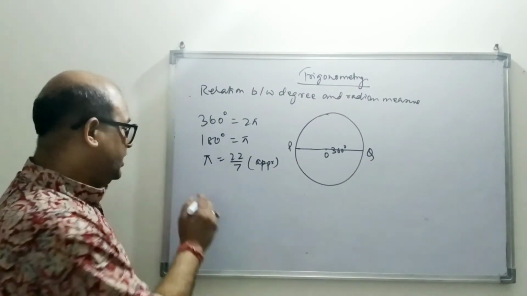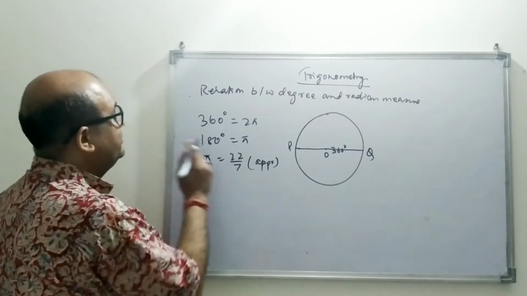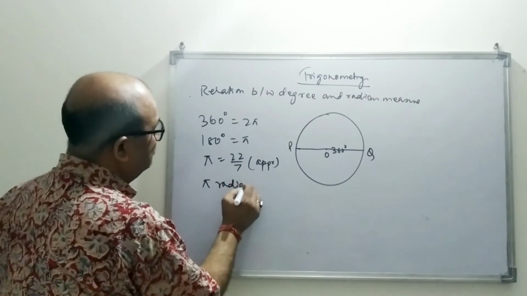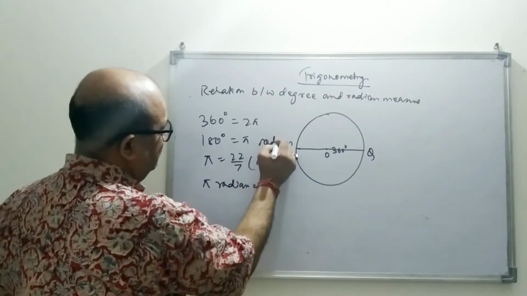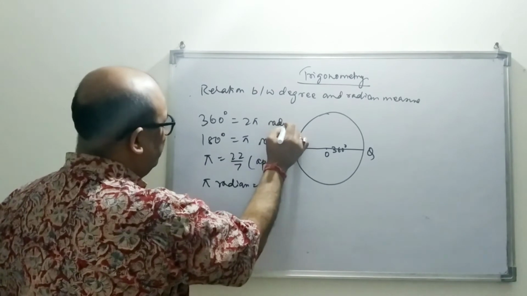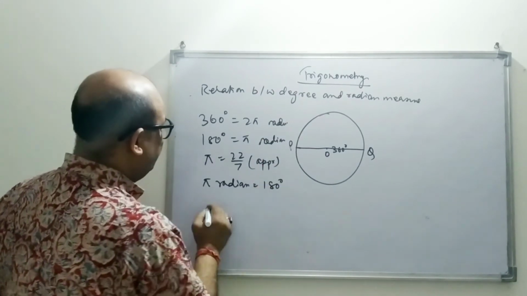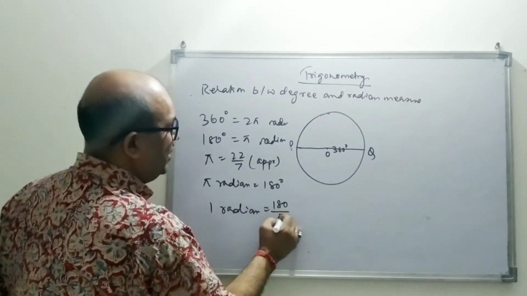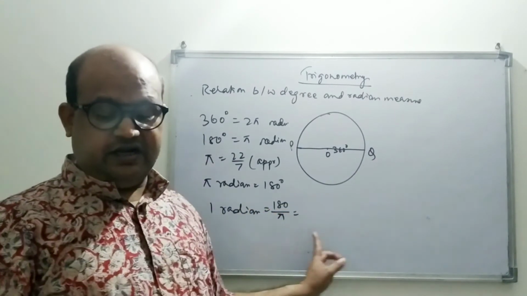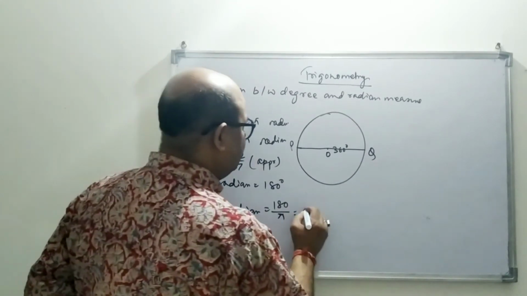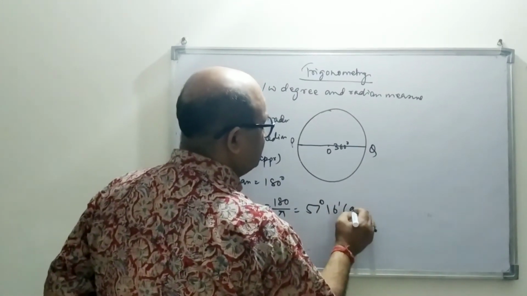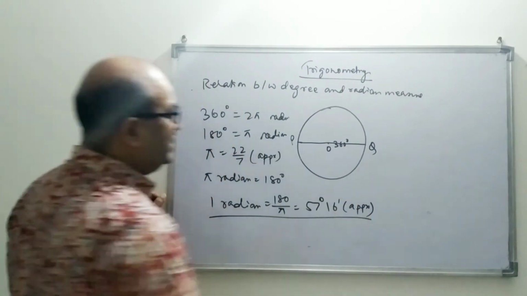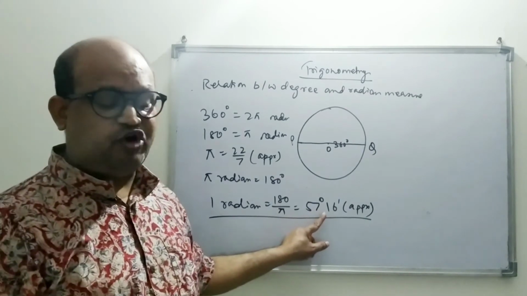Now, pi radian equals 180 degree. Therefore, 1 radian equals 180 upon pi, which is approximately 57 degree 16 minutes. So 1 radian is equal to 57 degree 16 minutes approximately.